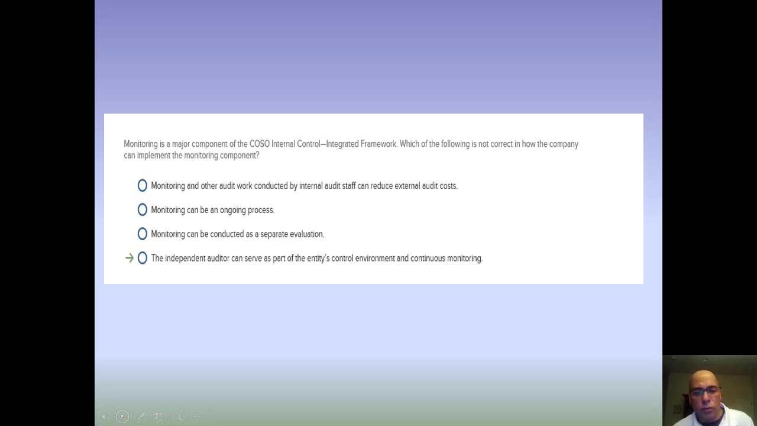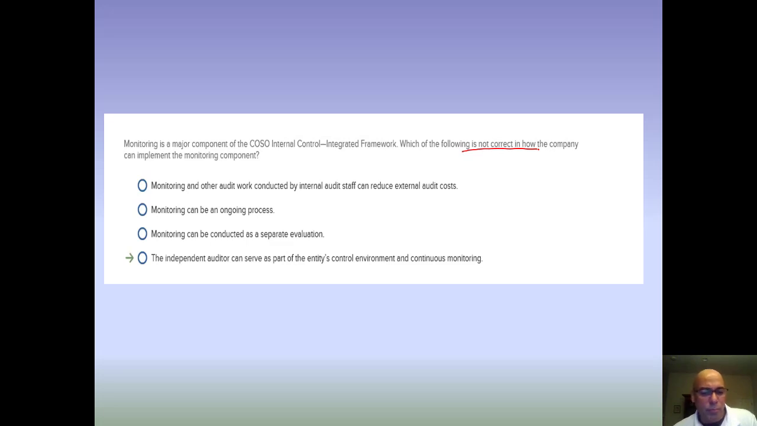Okay, monitoring is a major component of the COSO internal control integrated framework. Which of the following is not correct? And let's look at these. Monitoring and other work conducted by the internal audit staff, that is a key part of the monitoring. Monitoring can be an ongoing process. It should be an ongoing process. Remember, it's a circle, and then we're going to come back around and we're going to continue to monitor as we make the control environment aware of what's going on, put the control procedure in place, communicate, and then continue to monitor.